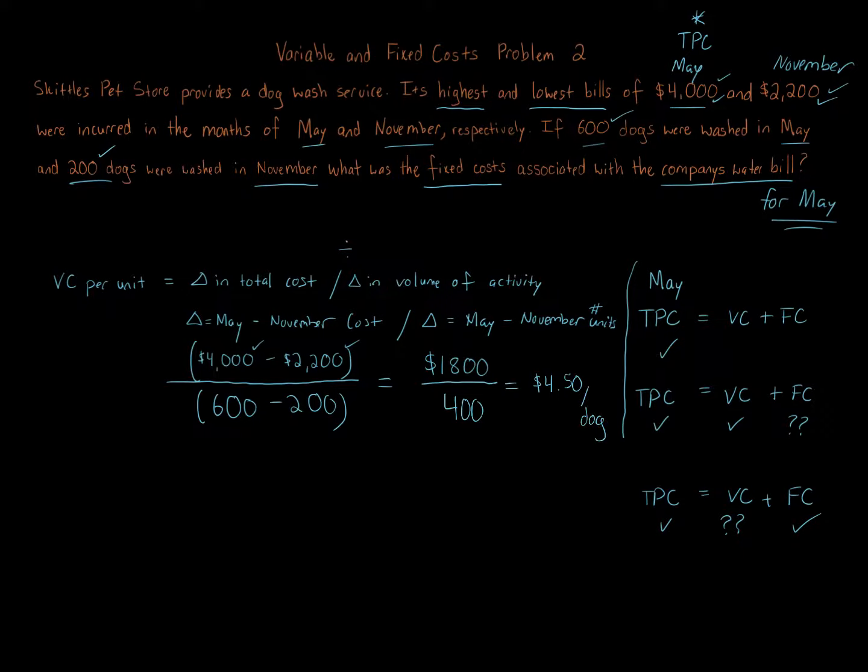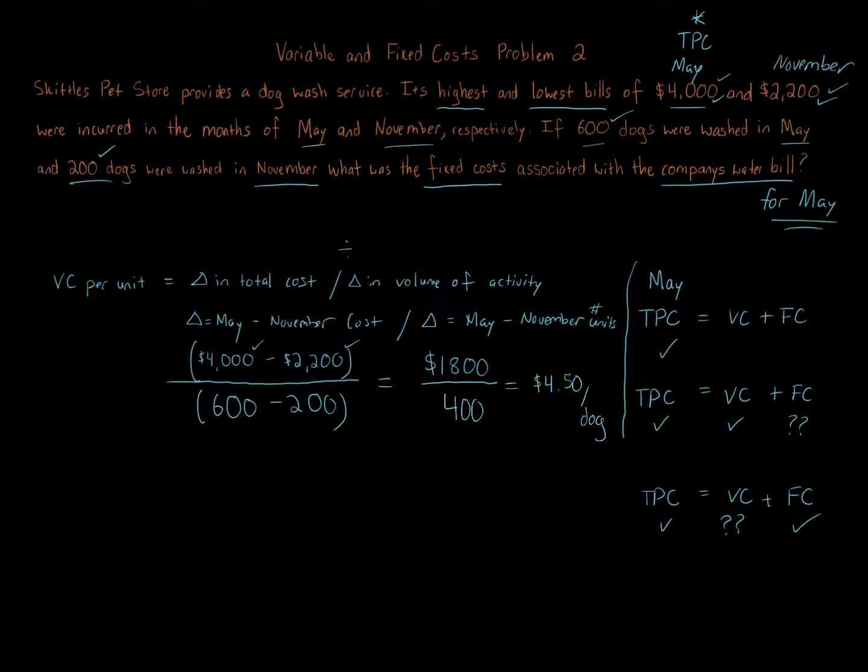And the idea here, the reason why you're doing this, is because the fixed cost per month should be the same. So the change should be a function of the change in the amount of dogs that are washed in each month, and the change in the amount should be attributable to the variable costs.